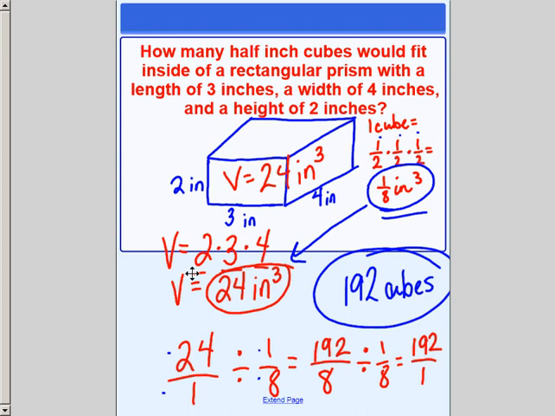So hopefully you have remembered your rule, your formula that you already knew for volume, which is volume equals length times width times height, and now have extended it to understand a little bit better about how you can use that to also think about different size cubes that might fit inside of a rectangular prism.